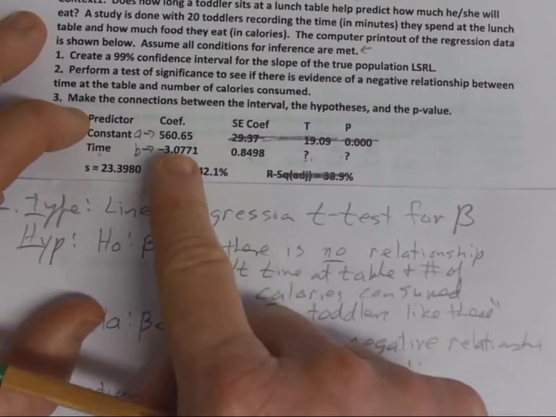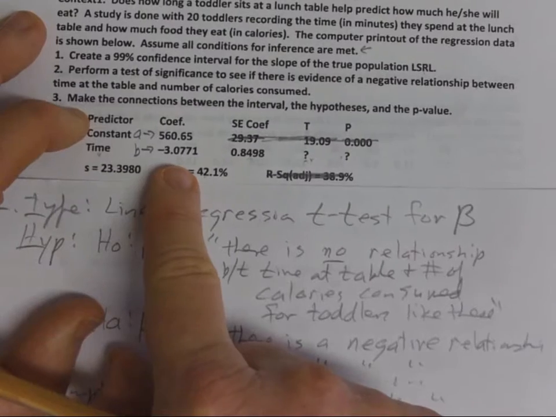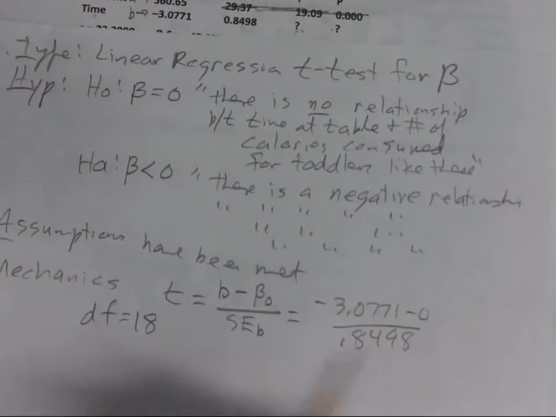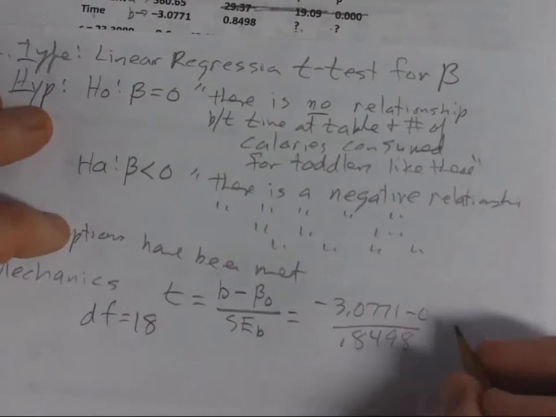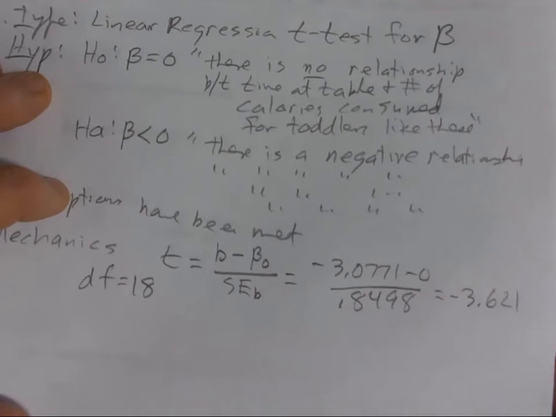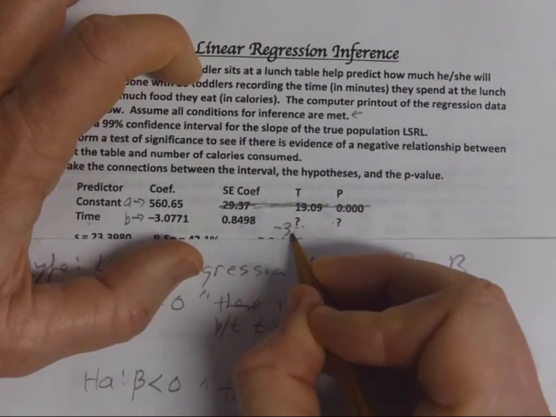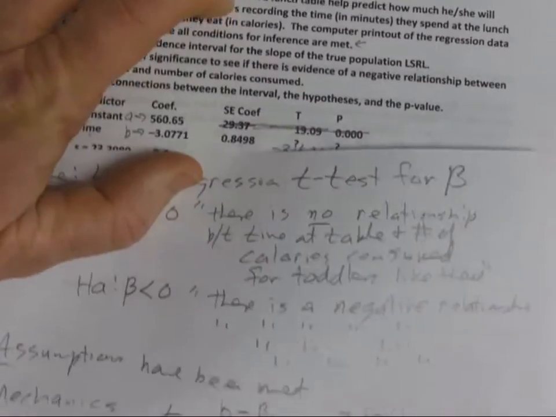The t is always b over the standard error of b, in essence, because the parameter we're hypothesizing to be 0. And so in this case, when we find this value, it ends up being negative 3.621 when you find that value. And so in that table, if you wanted to fill in that table, this would be minus 3.621. All right, so there we go.